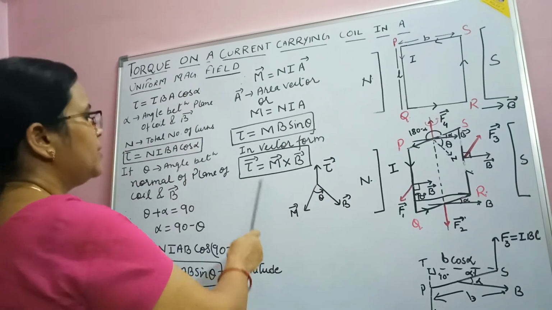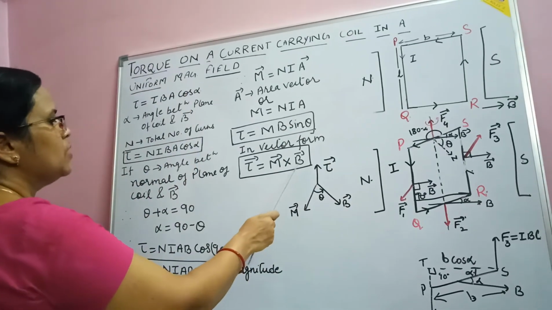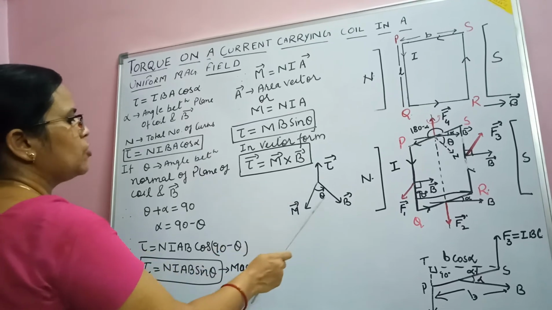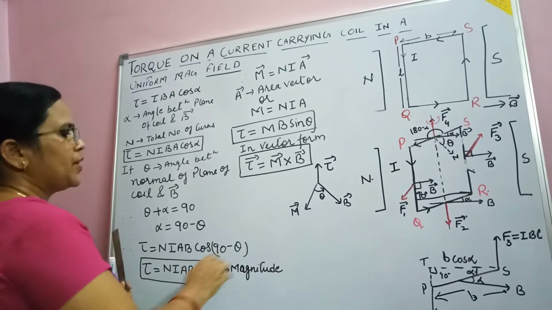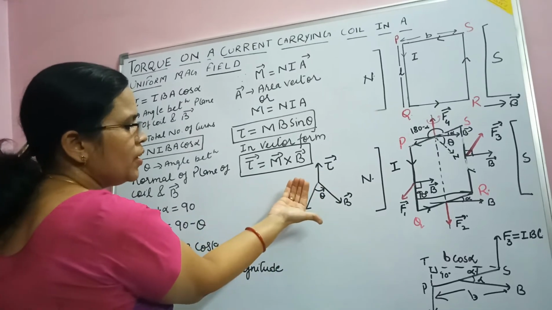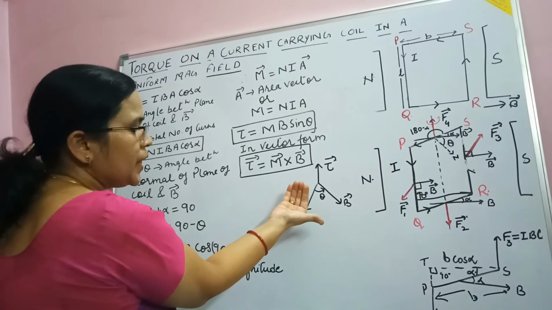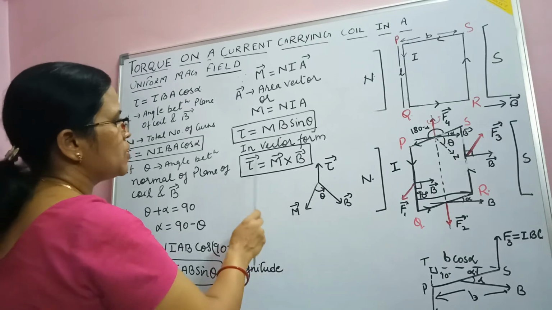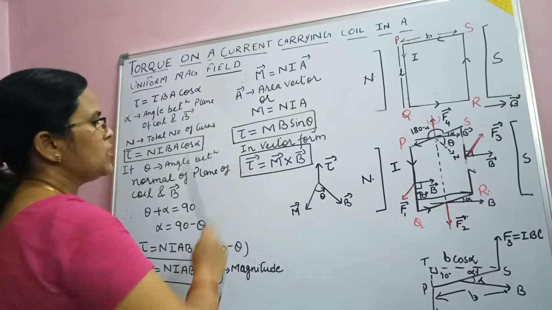That is why the expression is M vector cross B vector, not B vector cross M vector. If you take B vector cross M vector, it will come out in the downward direction, meaning the torque will be negative. So for getting the positive direction, this will be M vector cross B vector.